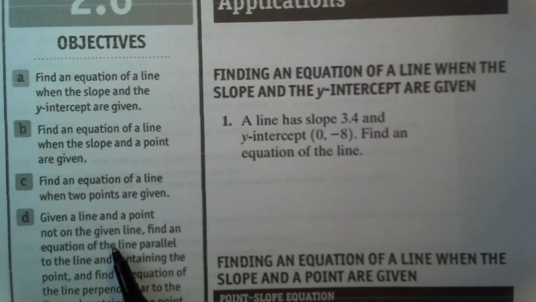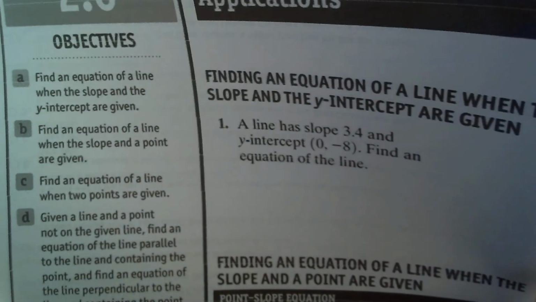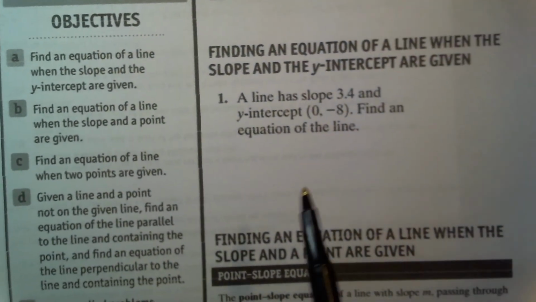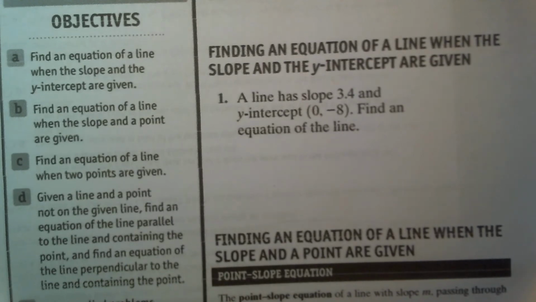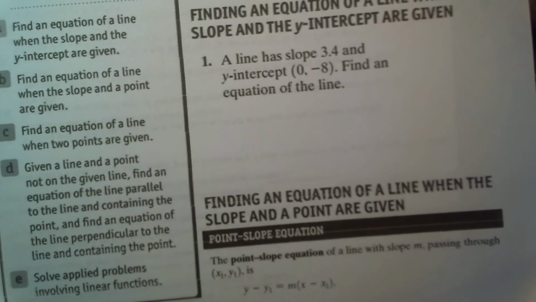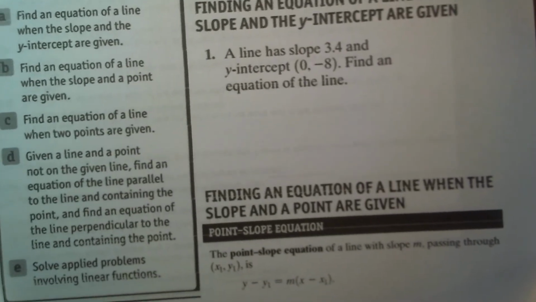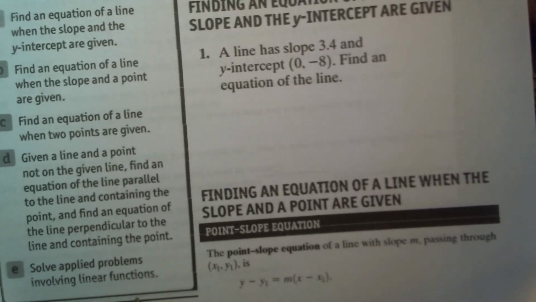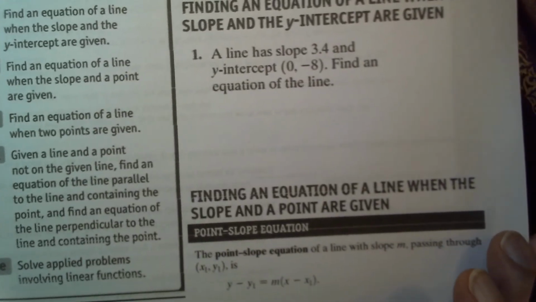Number 4, given the line and a point not on the given line, find an equation of the line parallel to the line and containing the point, and find an equation of the line perpendicular to the line and containing the point also. So more requirements. And then the last part is solve applied problems involving linear functions. So let's begin with exercise 1.